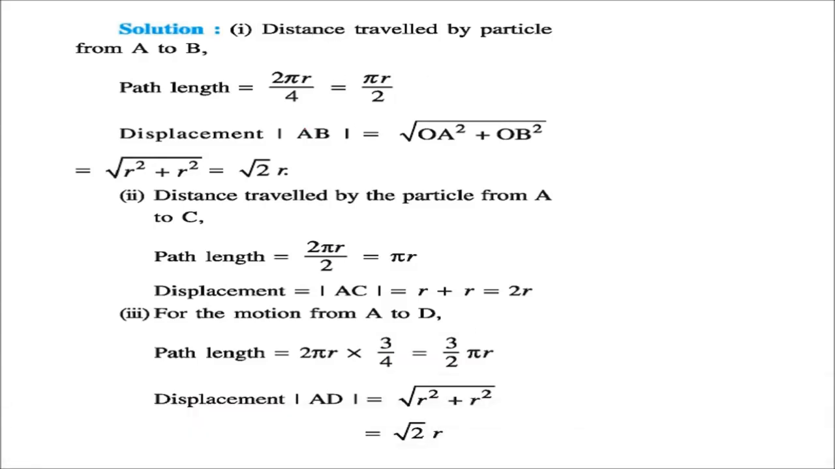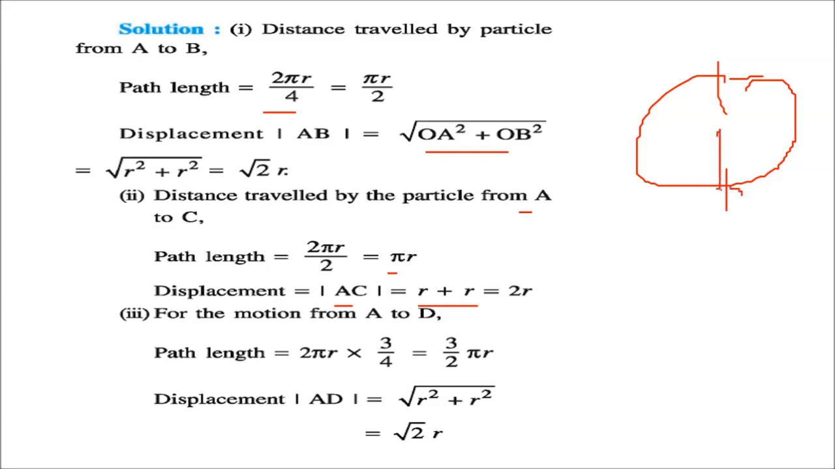The distance traveled by a particle from A to B is 2 pi r by 4 in the first case. And the displacement is under root r square plus r square, that is under root 2 r. From A to C, it will be 2 pi r by 2, because the whole circumference is 2 pi r. So it will be 2 pi r by 2, that is pi r. Displacement is what? R plus r. From here to here it is r, and from here to here it is r. So displacement is 2r.